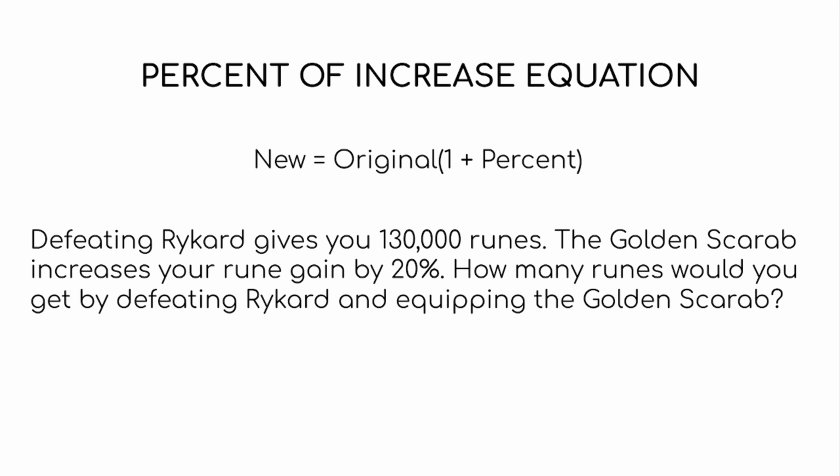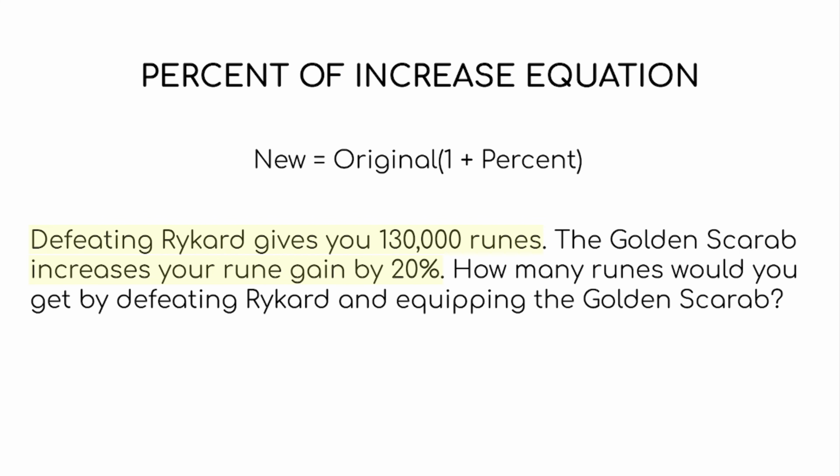Alright, so here in our example, defeating Rykard gives you 130,000 runes. The Golden Scarab increases your rune gain by 20%. How many runes would you get by defeating Rykard and equipping the Golden Scarab? Here it says that it increases your rune gain by 20%, and since we're increasing, we would use the percent of increase equation. And then it says it increases by 20%, so that's going to be our percent. Then it says that it gives you 130,000 runes, so 130,000 will be our original.